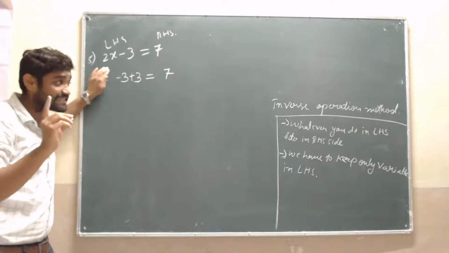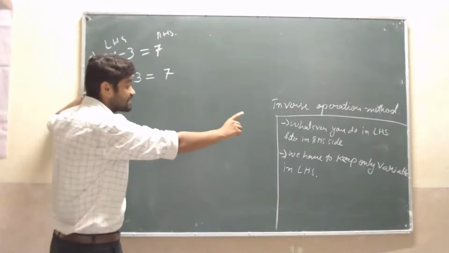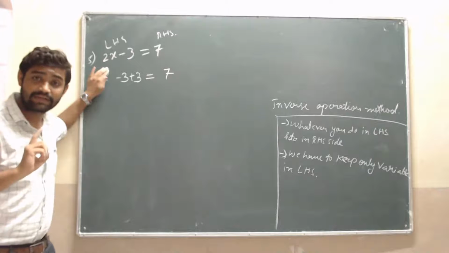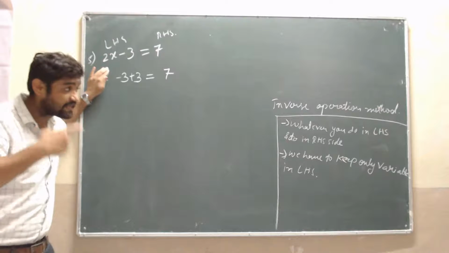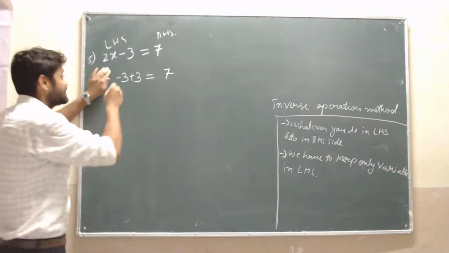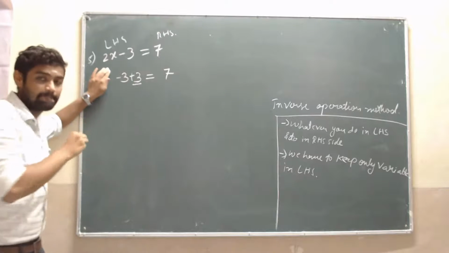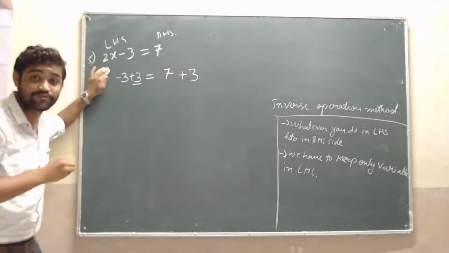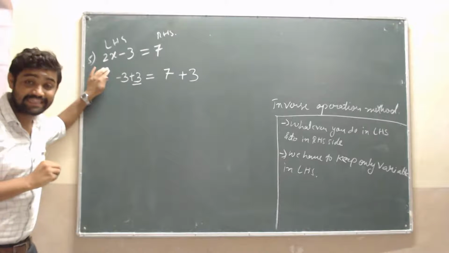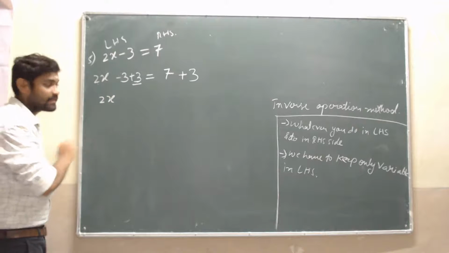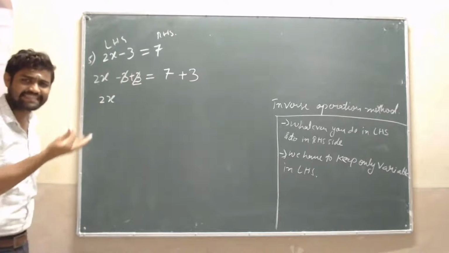Okay, one more concentrate thing. You have to concentrate here. Whatever you do on the LHS side, you have to do the same on the RHS side. I am repeating because you have to concentrate on both points. See here, we have added 3, then we have to add 3 on the RHS side also, isn't it? Next step, 2x is here, and plus 3 and minus 3 get cancelled.